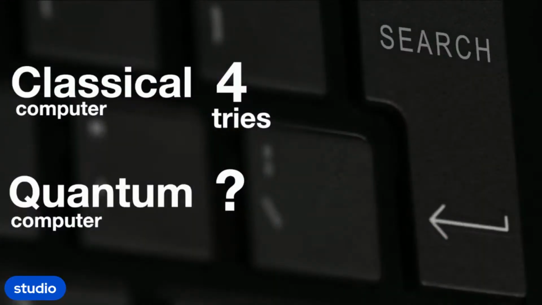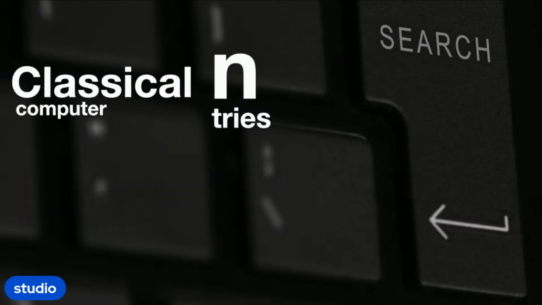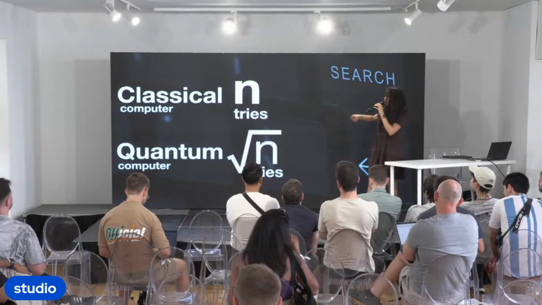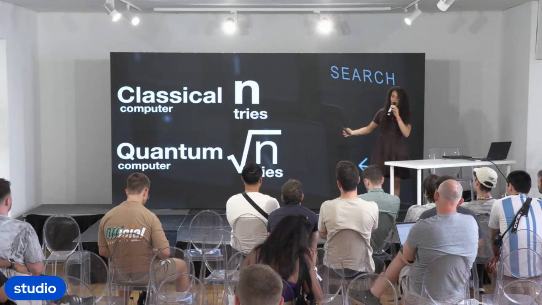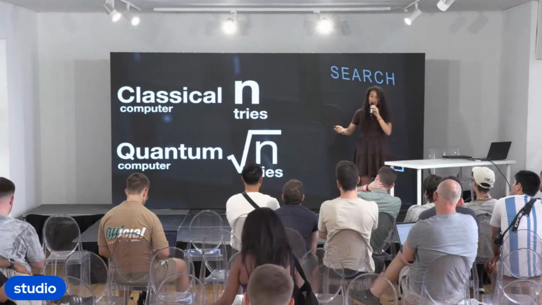Yeah? 1, yes, you're right. It would just take 1 try on a quantum computer. And in fact, we can generalize it. So on a classical computer, it would take n tries. On a quantum computer, it can take up to square root of n tries. And so this can actually be applied to anything where you have to do some sort of unstructured search.